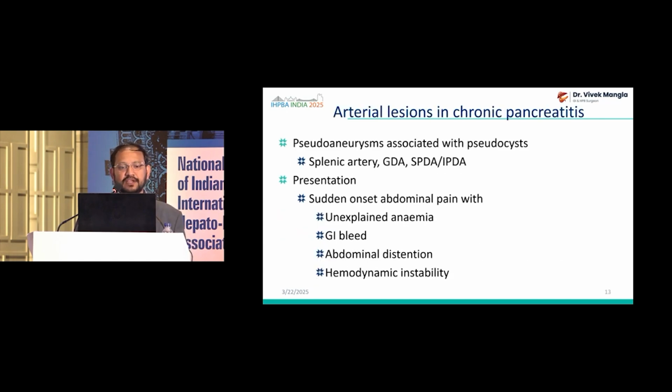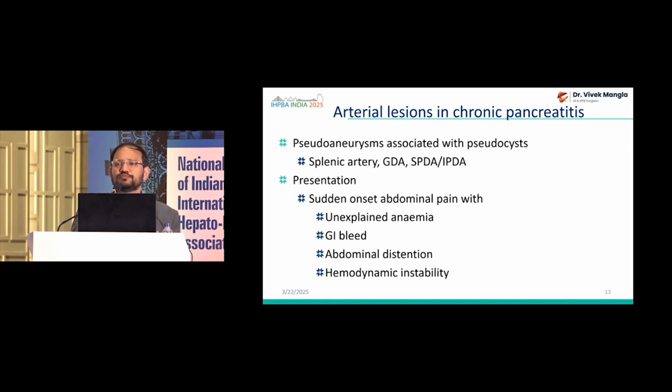tackle that. Coming down to chronic pancreatitis and the arterial lesions in chronic pancreatitis, the vessels affected become a bit different. The splenic artery is much more commonly affected, followed by the GDA and the superior and inferior pancreaticoduodenal arteries. It is very uncommon to see a pseudoaneurysm from the mesocolic vessels or the jejunal branches or the left gastric artery for that matter in a patient with chronic pancreatitis.